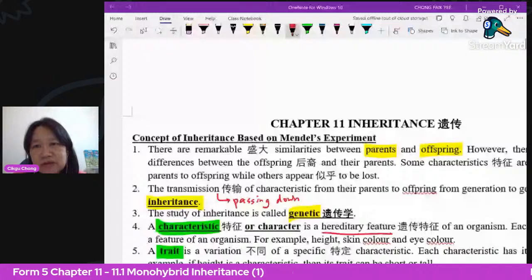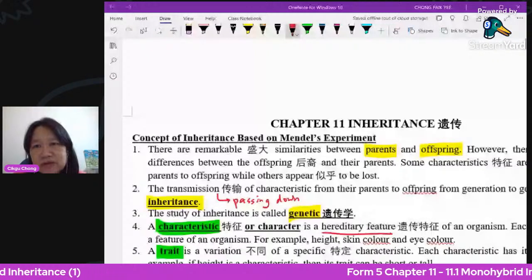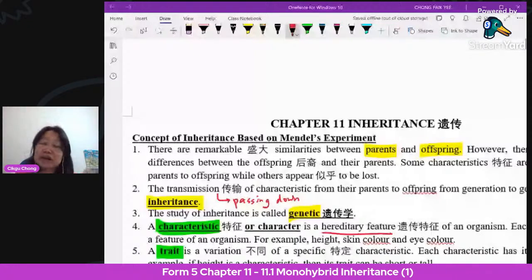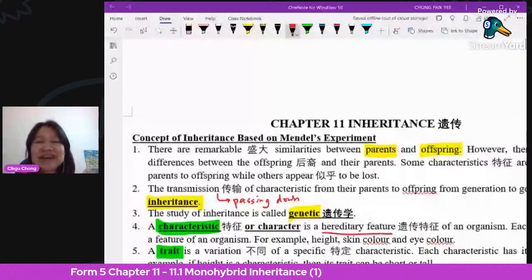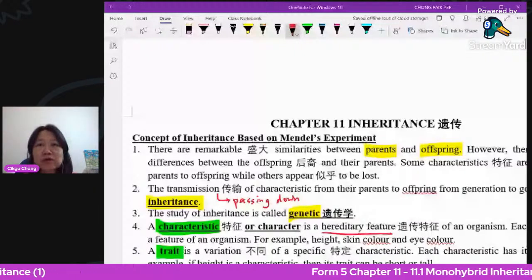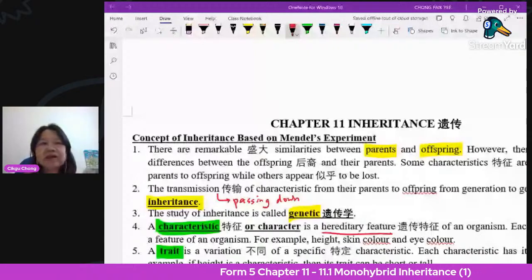Okay, but you see, I use offspring because it doesn't make sense to say the children of the bacteria, right? It sounds very funny. You cannot say the children of the mango tree, right? You say the offspring. That is general. You can use it for all. All right, so you can see there's similarity between parents and offspring.